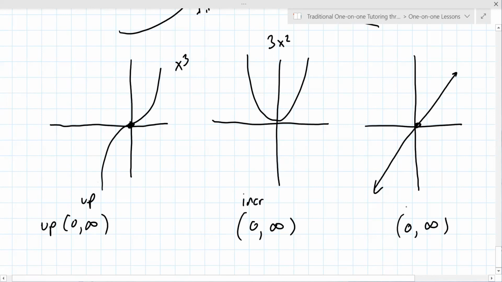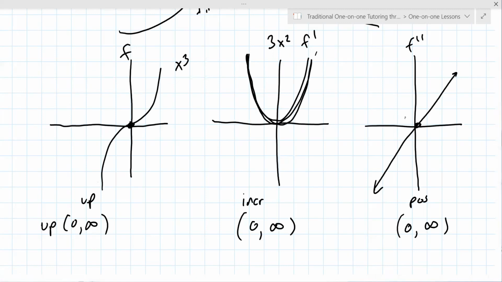Where is this one increasing? Where is this one positive? And if I give you this graph, you can tell me where the original function is concave up from the derivative. This is f prime, f double prime. So they're all just the same answer, basically? Well, it has to be. What I'm trying to get you to see is that I'm asking the same question in different ways, but it produces the same answer. Yes, and it's supposed to.